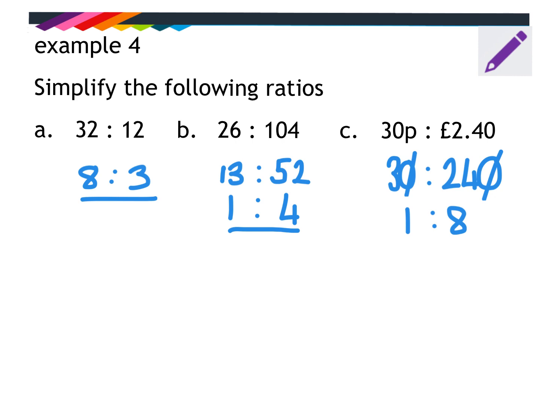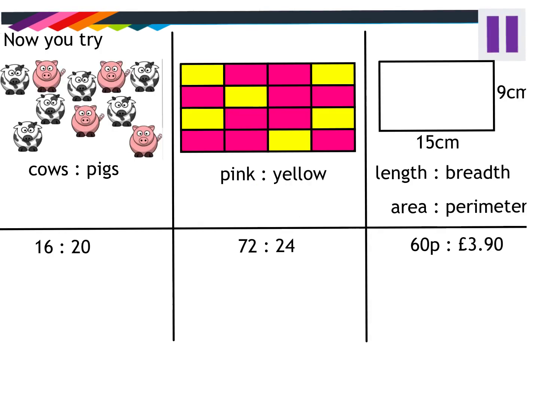Now I can do this with anything. I can do it with grams and kilograms, litres, millilitres, centimetres and metres. But to be able to simplify, you need to convert them both into the same units first of all. So that's me done my example. All that's left now is for you to maybe pause this video and try some for yourself. So I've got 6 examples there, some from pictures, some from just simple, let's try and simplify your ratios.